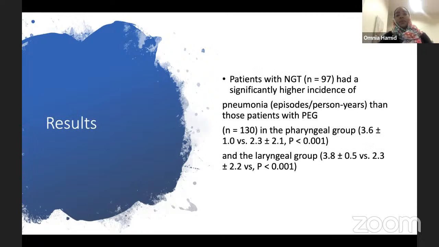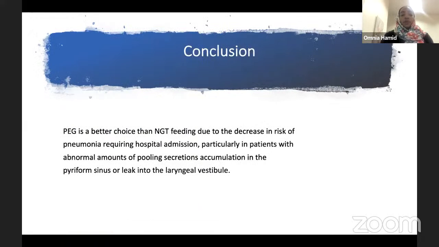The results were patients with NGT, which were 97, had a significantly higher incidence of pneumonia than those patients with PEG tube in the pharyngeal group and the laryngeal group, with a statistically significant difference. The conclusion, PEG is better choice than NGT feeding due to decreased risk of pneumonia requiring hospital admission, particularly in patients with abnormal amounts of pooling secretion accumulation in the piriform sinus or leak into the laryngeal vestibule.